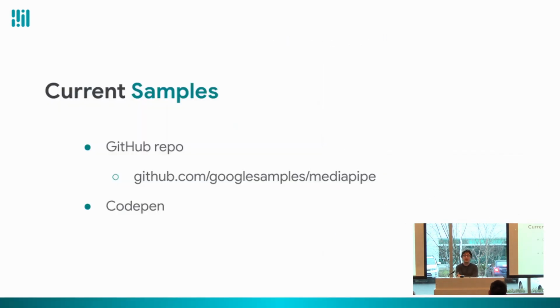Cool. So there's a lot more features that we're working on. Like I said, I think we were aiming for 23, something like that, by the end of this year. This is our GitHub sample repo, this Google samples MediaPipe one, specifically for Android. All the ones we already have are already up there.